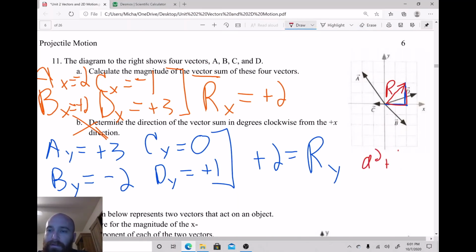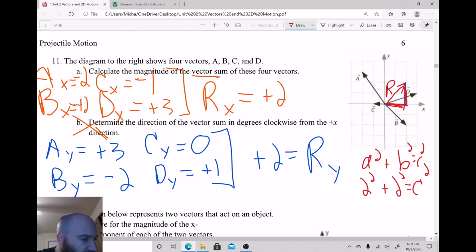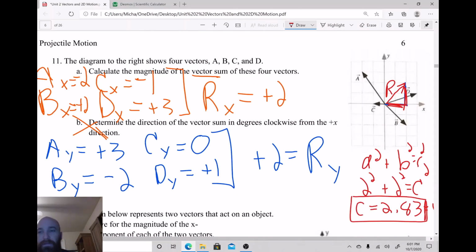A squared plus B squared equals C squared. 2 squared plus 2 squared equals C squared. And again, I'm just getting that 2 from 2 and 2. Okay, 4 plus 4, that's 8, equals C squared. The square root of 8 is, I did this ahead of time, 2.83. Equals C. And I'm just going to go unitless here. Sorry, let's just put C equals. There we go. Awesome.